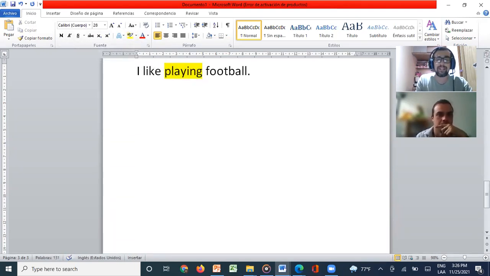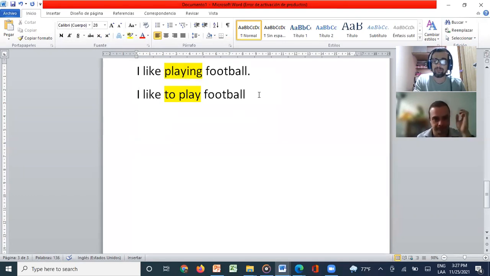Now, if I'm going to use an infinitive with the verb like, I can also use an infinitive. I can say, I like to play football. So in that case, to play would be the infinitive, right? These are verbs, but they don't have the function of a verb. They have a function as a noun. The real verb is like. In a moment we're going to see more specific examples, but just for you to have an idea of what we're talking about.